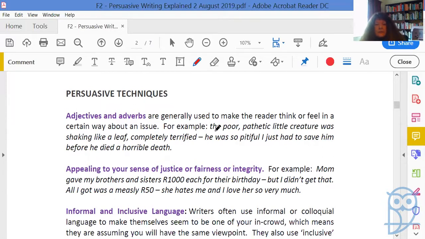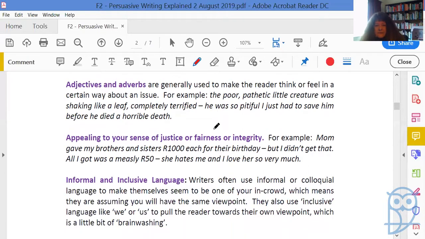Okay, so adverbs, adjectives. What about this one? If you want to comment on any of these, stick it on the web chat. What about appealing to your sense of justice or fairness or integrity? For example, Mom gave my brothers and sisters 1,000 rand each for their birthday, but I didn't get that. All I got was a measly 50 rand. She hates me and I love her so very much.